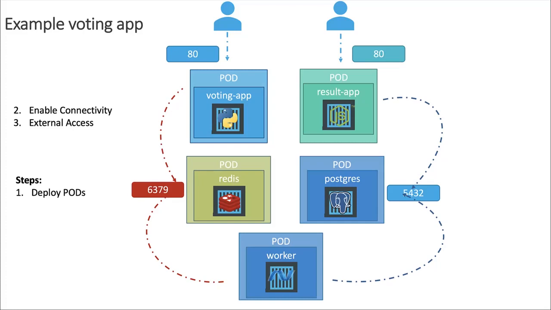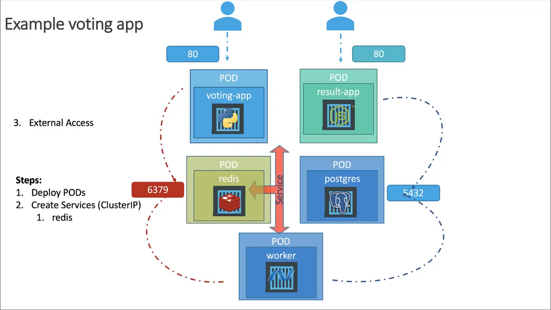Now, we learned that a service can be used to expose an application to other applications or users for external access. So we will create a service for the Redis pod so that it can be accessed by the voting app and the worker app. And we will call it a Redis service, and it will be accessible anywhere within the cluster by the name of the service, Redis. So why is that name important?